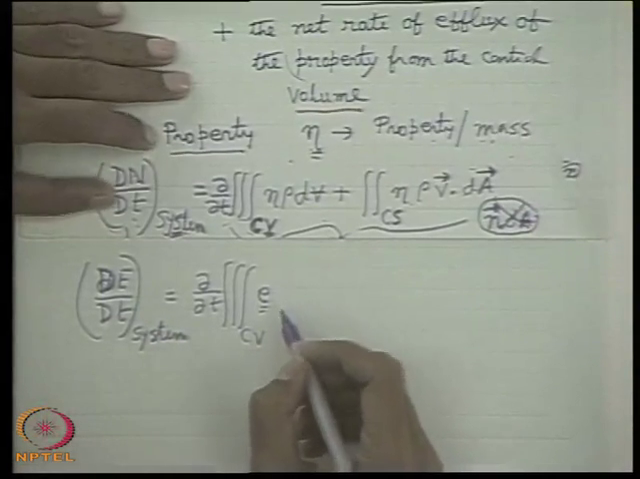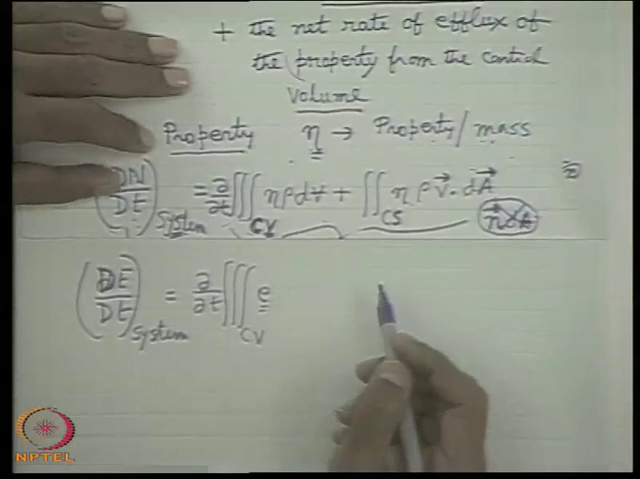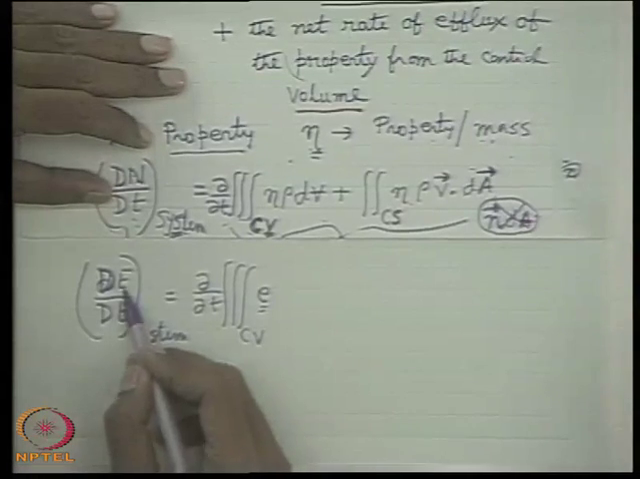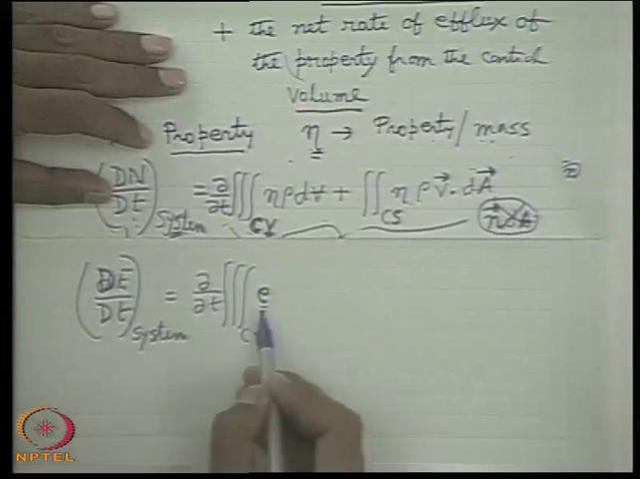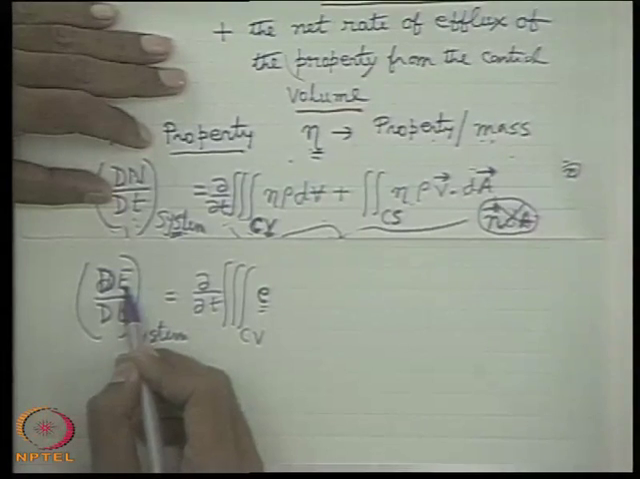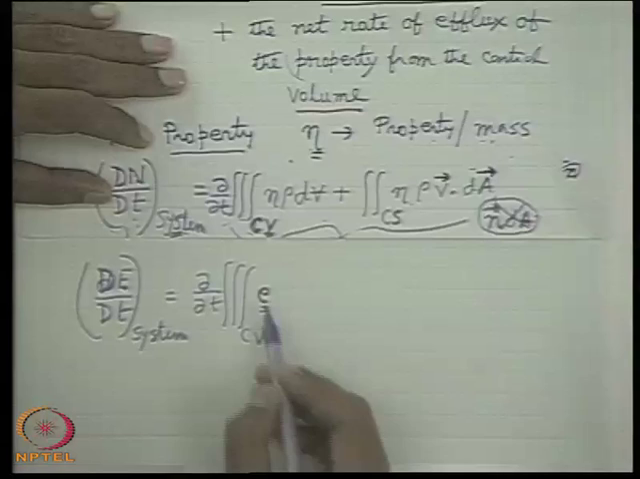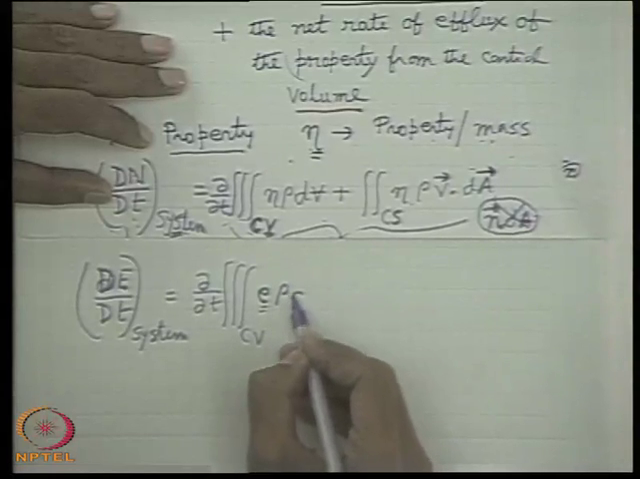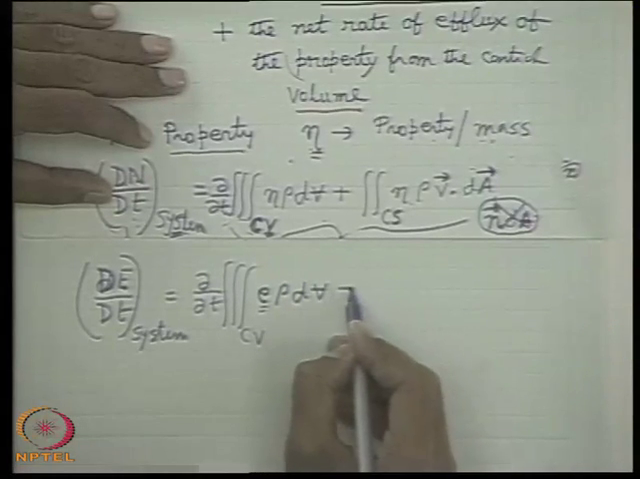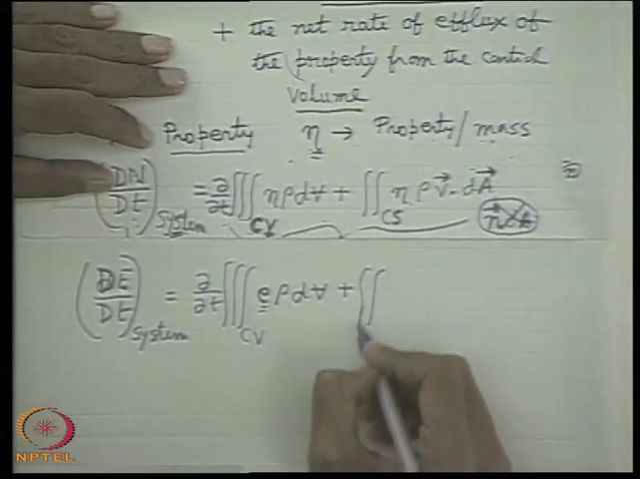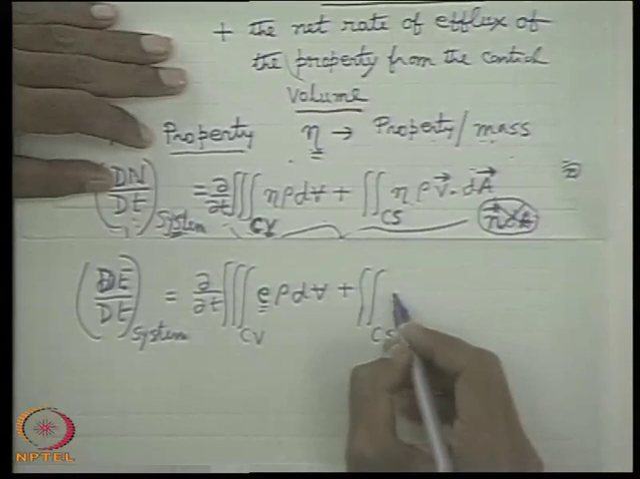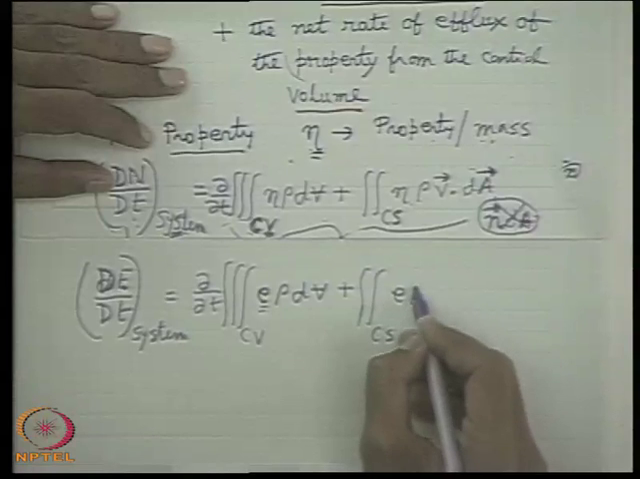Without knowing the explicit form of the energy in terms of other parameters, we cannot write anything for either E or e. So we define small e as the counterpart of big E per unit mass. It is the total internal energy per unit mass. So therefore, this simply becomes equal to the integral of e rho dV plus, what is this? Please tell me, any problem? Eta is e rho, absolutely simple.